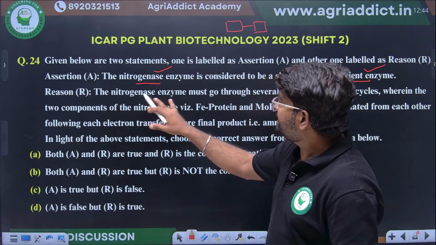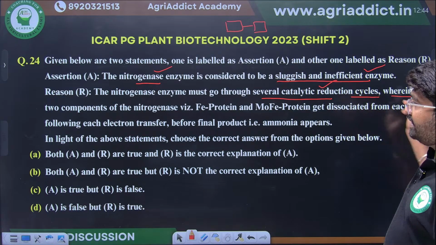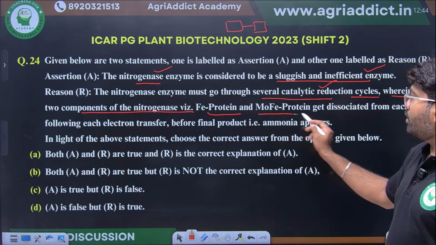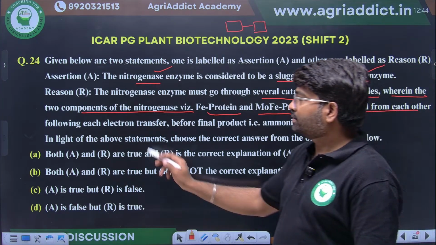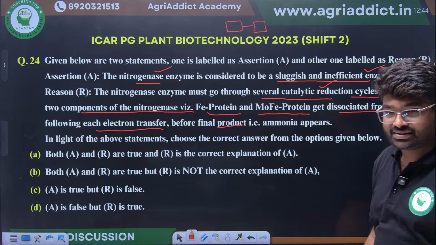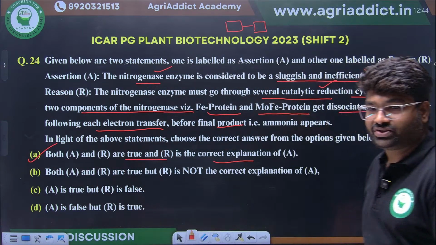The nitrogenase enzyme must go through several catalytic reduction cycles wherein the two components of nitrogenase, that is iron protein and molybdenum iron protein, get dissociated from each other following the electron transfer before the final product forms. Yes, correct. Both A and R are correct and R is the correct explanation of A. Very good.